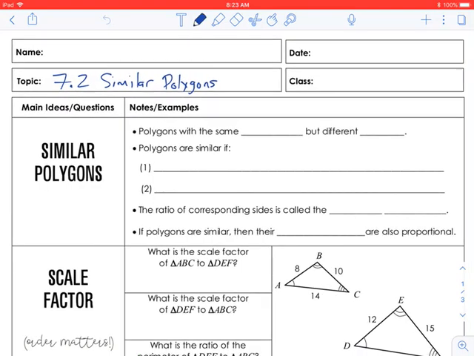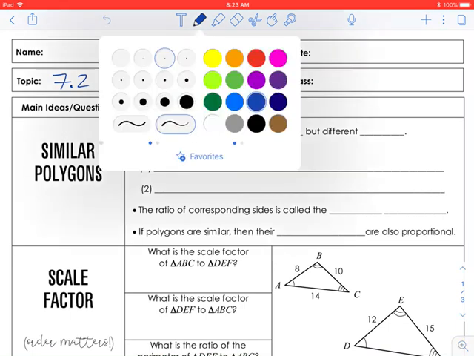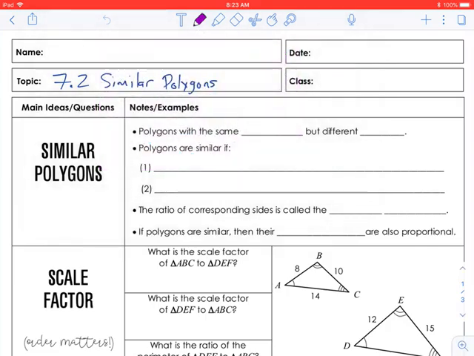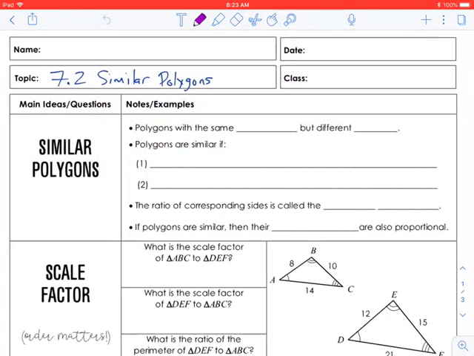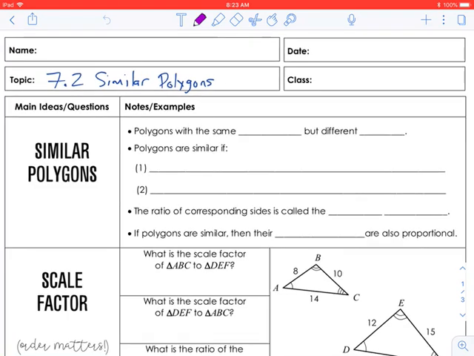All right, geometry. I hope you were able to get whatever you needed to get done yesterday. And now we're moving on to chapter 7. Hope everybody's staying safe out there on the roads and not having to go too far from home.